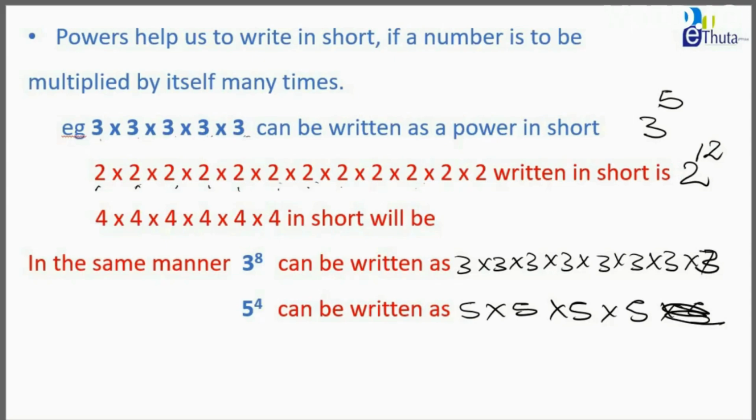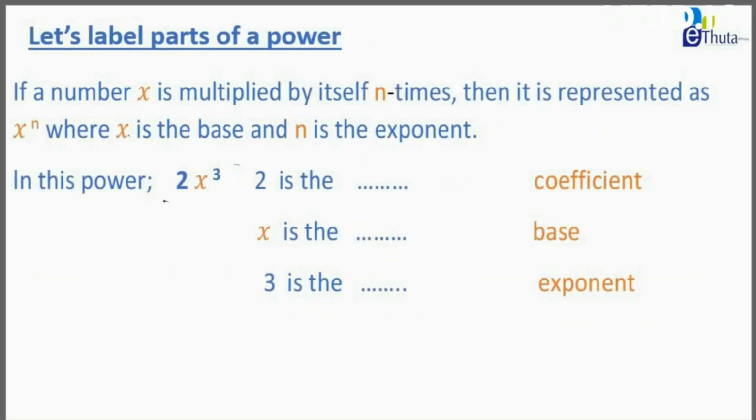Okay. Right. Let's label parts of a power. If a number x is multiplied by itself n times, then it is represented as x to the power n. x to the power n is the power, where x is the base and n is the exponent.